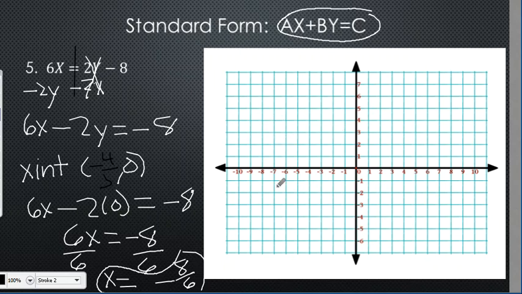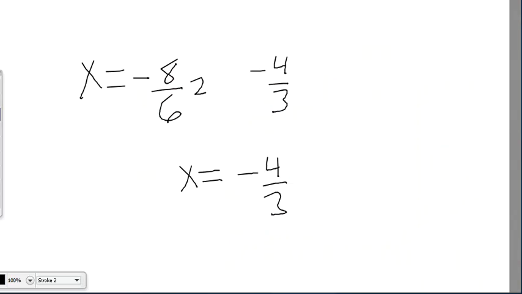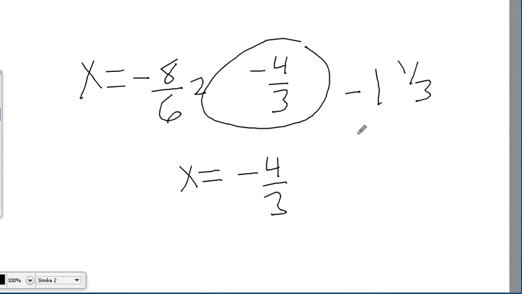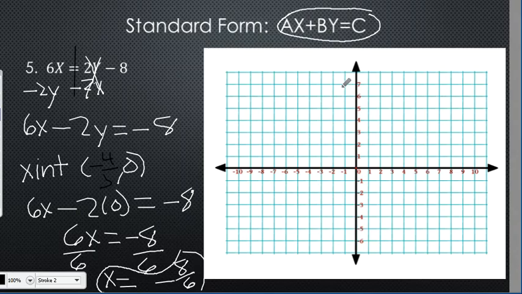So let's go ahead and plot our x-intercept. Negative 4 thirds, if we change it into a mixed number, is going to be negative 1 and 1/3. So that is our x-intercept. This is our x-axis. Okay, we know that our line is going to cross through the x-axis at negative 1 and 1/3, which would be about right here.